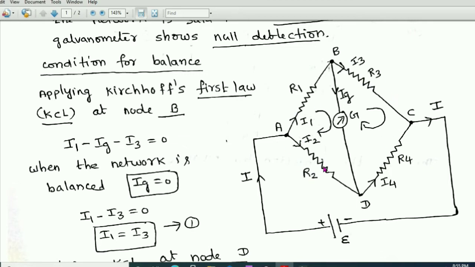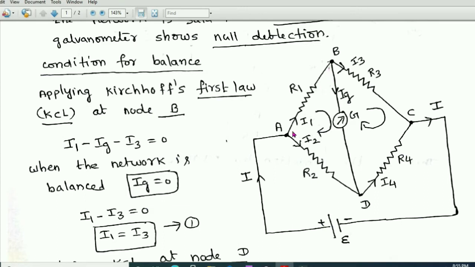Actually here, when this network is connected to a cell, what happens? This network draws some current from the cell. It is the discharging condition. Let us say some current I is drawn from the cell. At point A, that is the junction or node, this current I divides into I1 and I2.